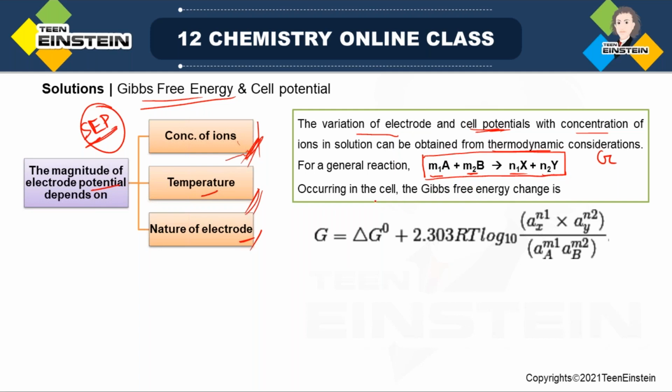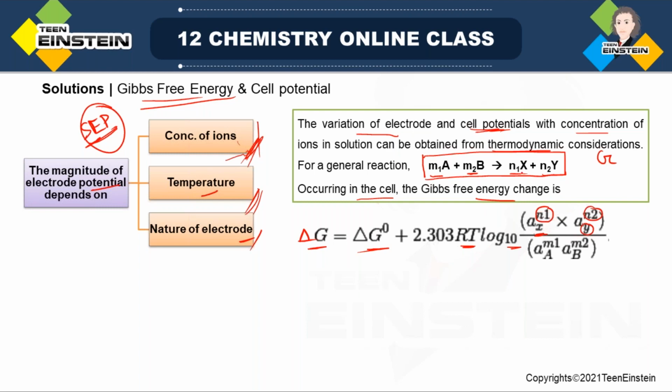So suppose this reaction is occurring in the cell. What will be the Gibbs free energy for this reaction? The expression is del G equal to del G naught, which is the standard value, plus 2.303 RT log base 10 of a ratio, where this del G is at any temperature and concentration. In the numerator we have the activity of species X to the power of its coefficient, and the activity of species Y to the power of its coefficient, N1 and N2.